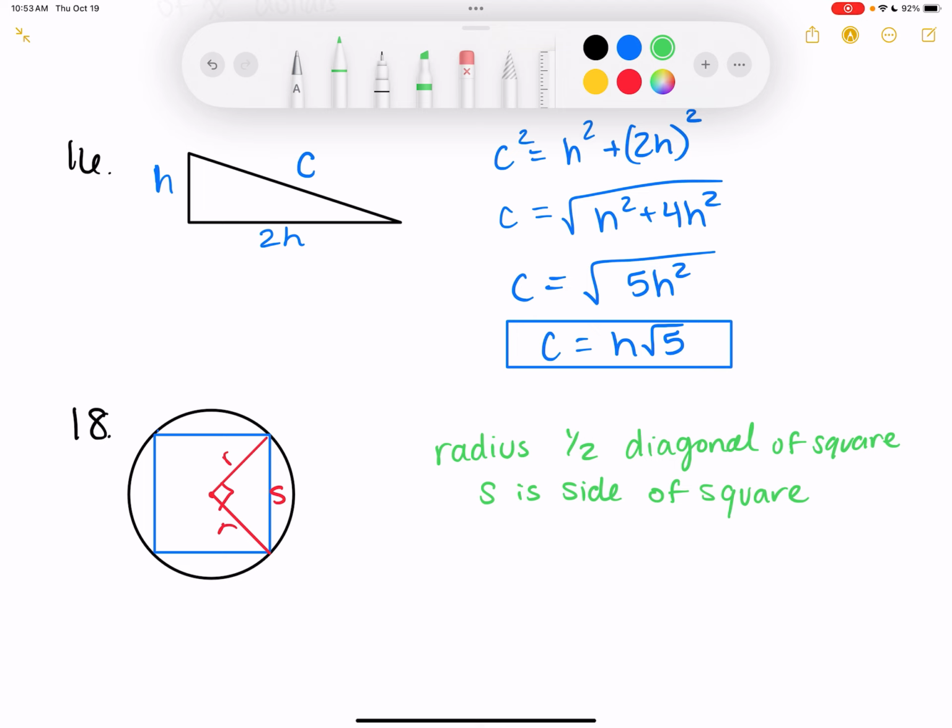So I need to now find S. How might I find S? Yep, so S squared is equal to R squared plus R squared. So S is equal to the square root of 2R squared, meaning that S is equal to R square root of 2.